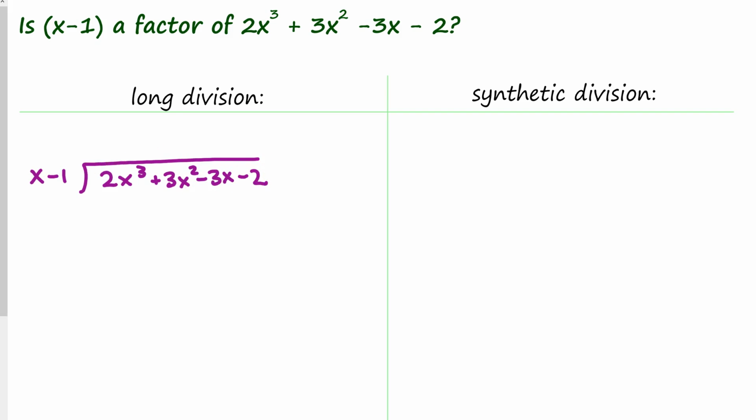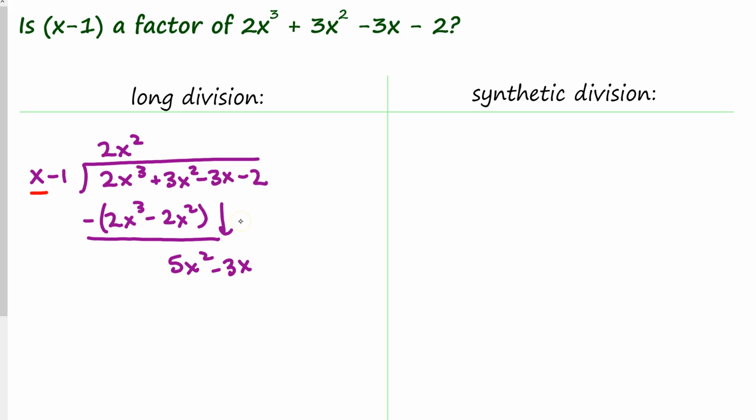So x goes into 2x cubed. How many times? X times what is 2x cubed? That would be 2x squared. Then we multiply 2x squared by x, and we multiply it by -1, and we subtract. And that gives us 5x squared. And then we bring down the next one. X times what is 5x squared? That would be 5x. We multiply that by x and by -1. And we subtract. And we get 2x.